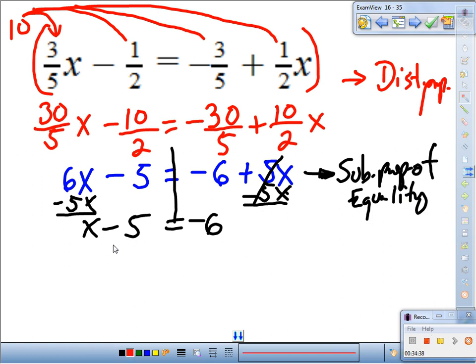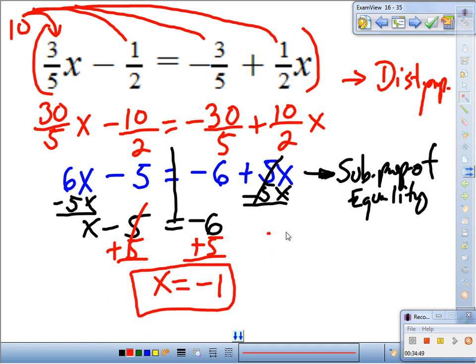What's our last step here? We add 5, therefore x equals negative 1. And let's write our property. What did we do to each side for that step? Added, so it's addition property of equality.